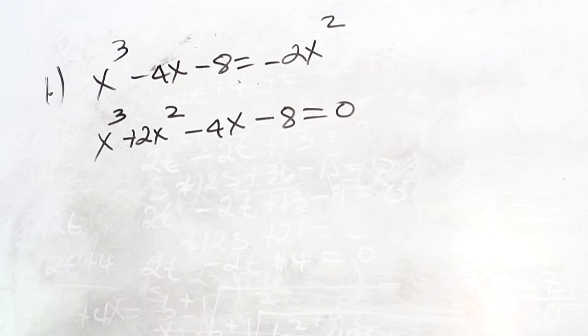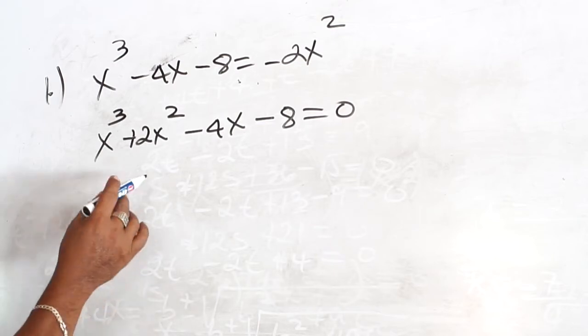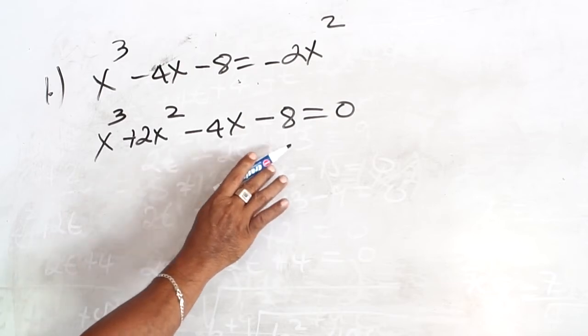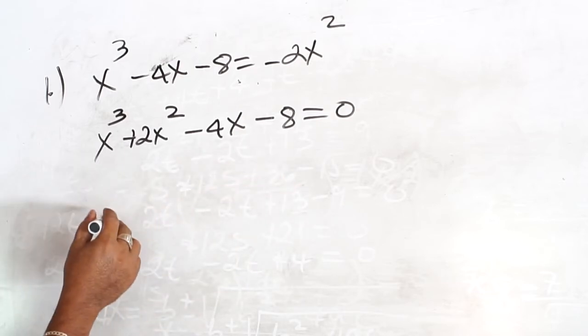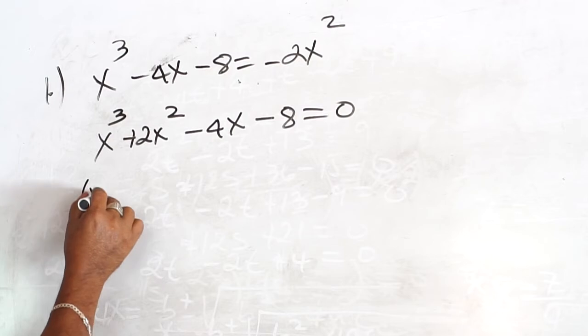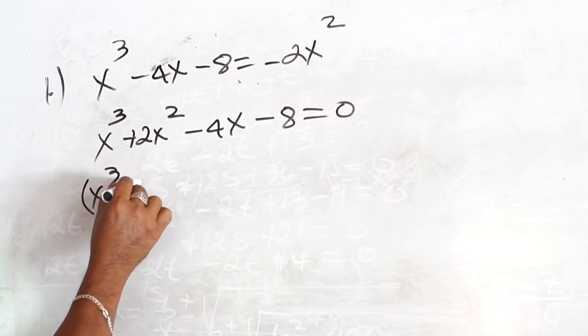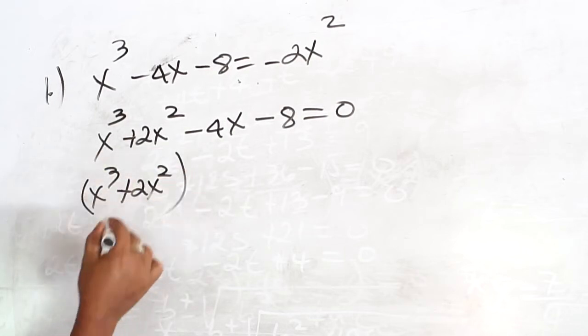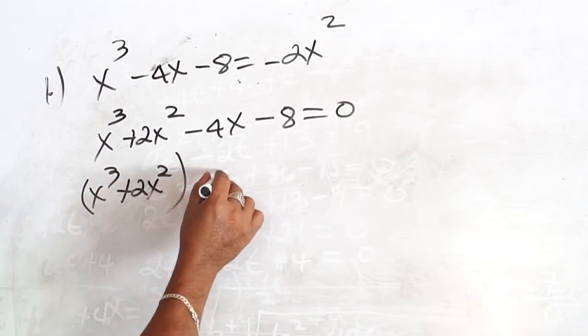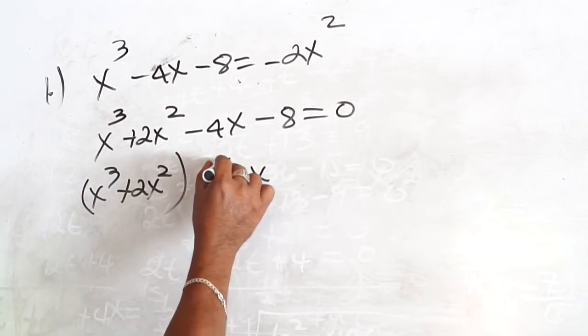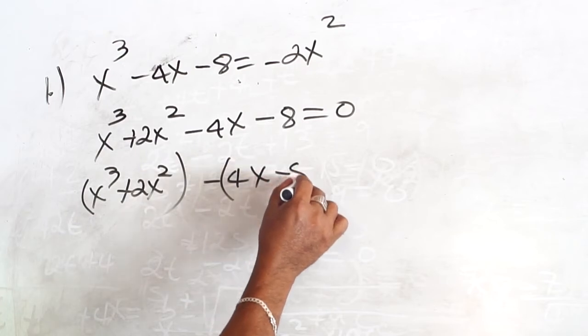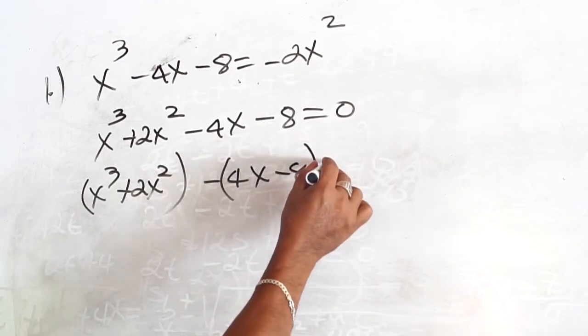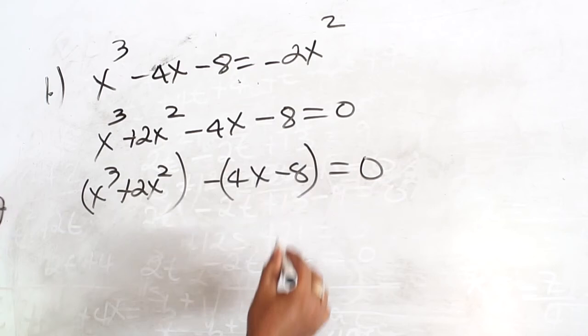Okay, so this time, you have to regroup the first two terms and the last two terms. So the first group, we have x cubed plus 2x squared. Then we have the second group, negative 4x, then negative 8, closed quantity equals 0.